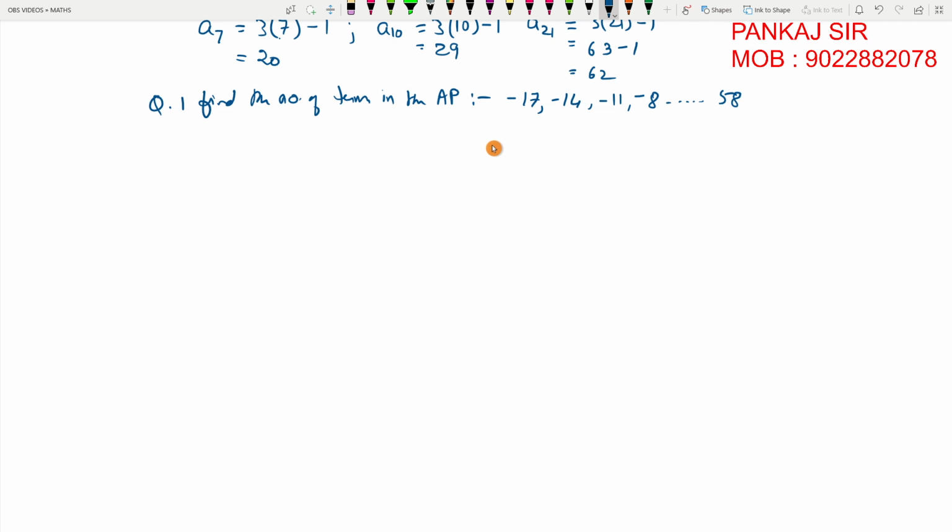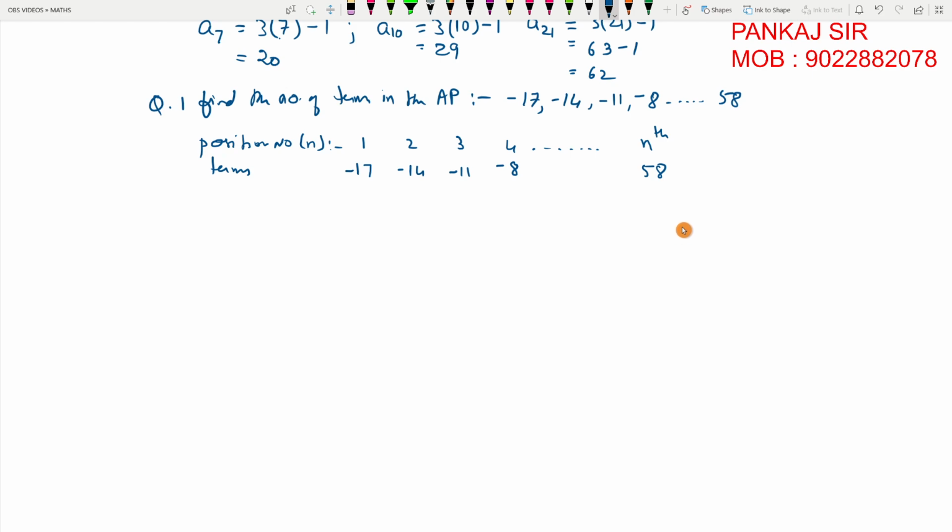Now the meaning of this is, I'll write this way: position number, in general we write it as n, and these are the terms. On position number 1, the term that is given to me is minus 17. On position number 2, I have minus 14. On position number 3, I have minus 11. On position number 4, I have minus 8. And then it goes on, and at some position, I don't know what position, that is the last position, the term is 58. So this is my nth position.